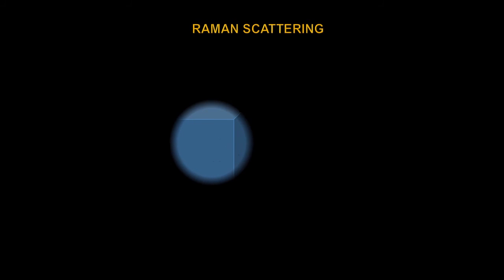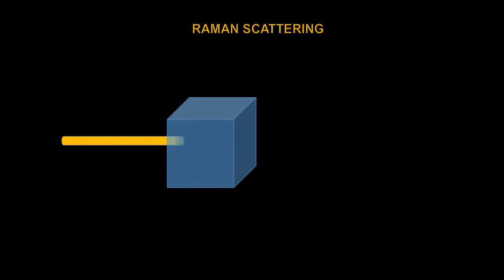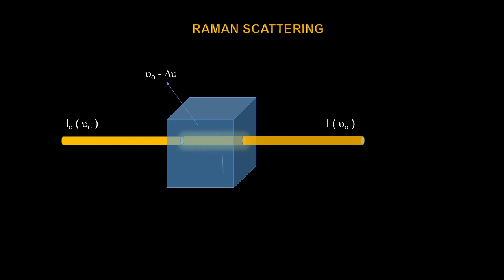Raman scattering. When a beam of light with intensity I0 and frequency nu0 passes through a scattering medium, most of the light will be transmitted with intensity I and frequency nu0. But a small amount of radiation will be scattered in all directions. The scattered radiation is found to contain nu0, nu0 minus delta nu and nu0 plus delta nu radiations. The total intensity of the scattered radiations will be about 0.1% of the intensity of the incident radiation.